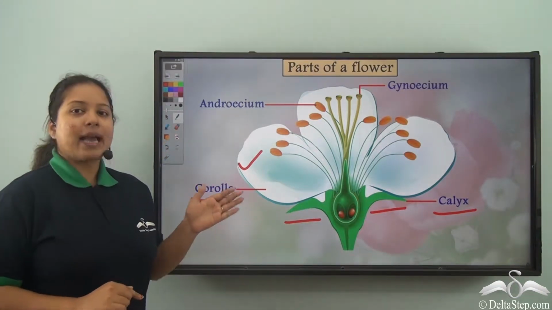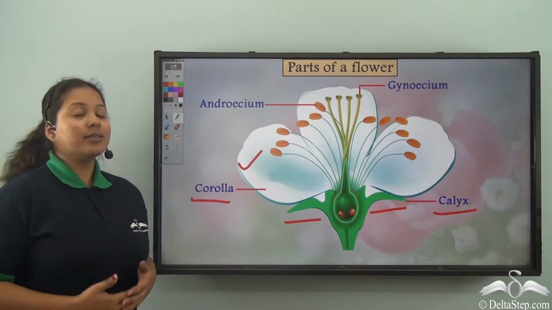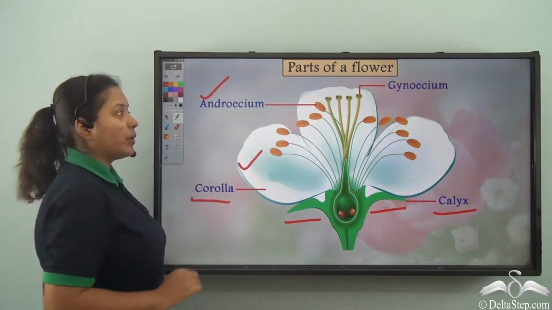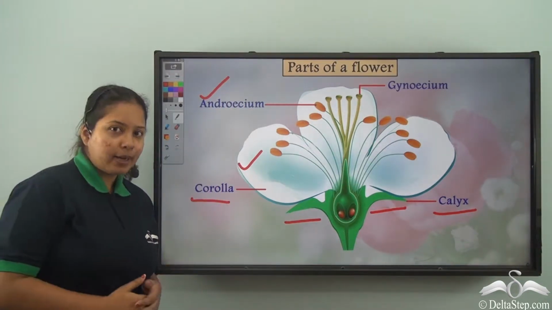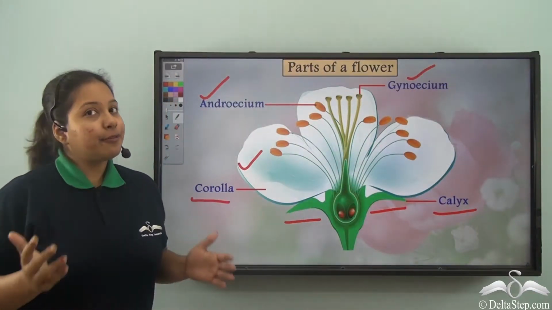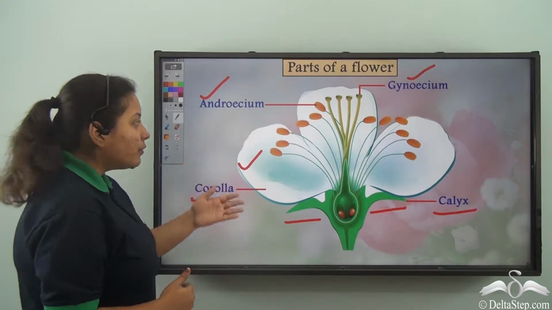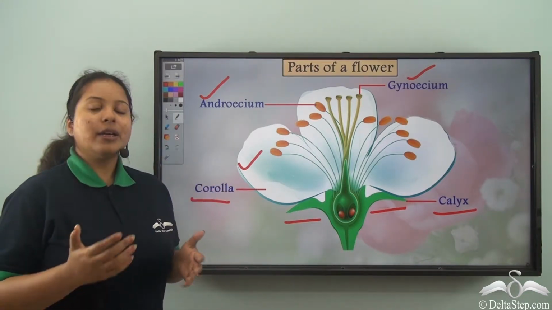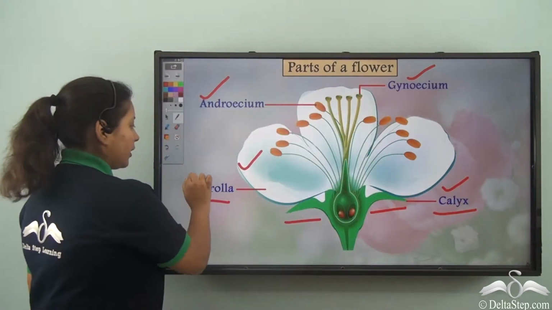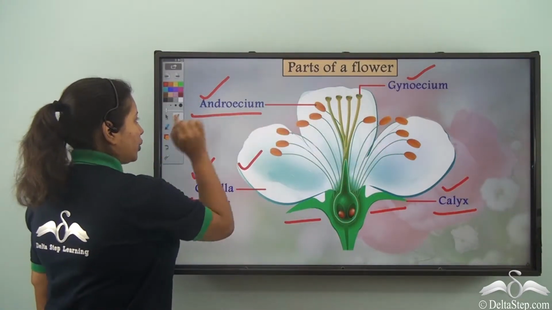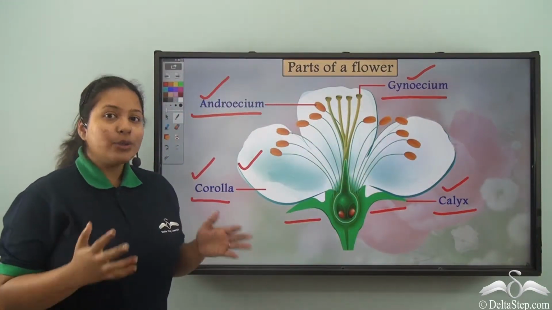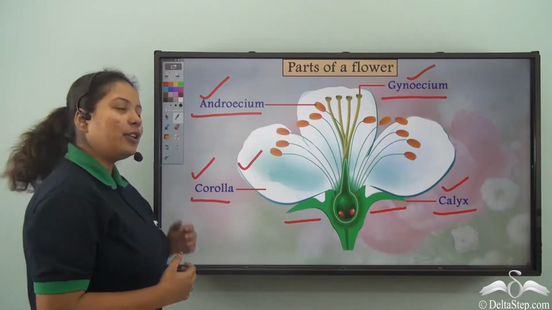After the calyx and corolla, we have got the two most essential parts, like the androecium, which is the male reproductive part, and we have got the gynoecium, which is the female reproductive part. So over here we can see a flower generally has four parts: calyx, corolla, androecium and gynoecium. So let's learn how do these parts help this beautiful flower.